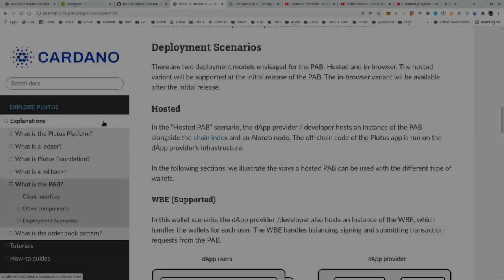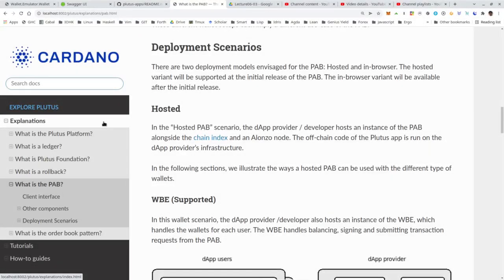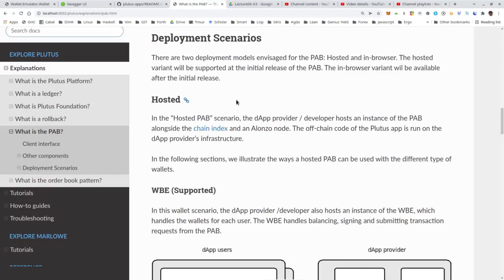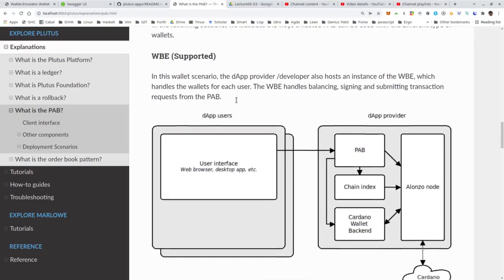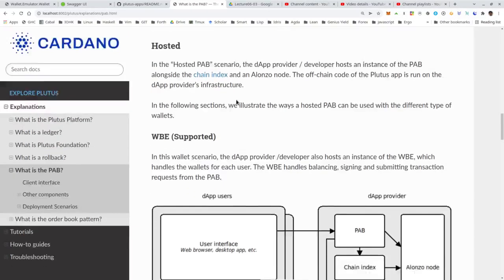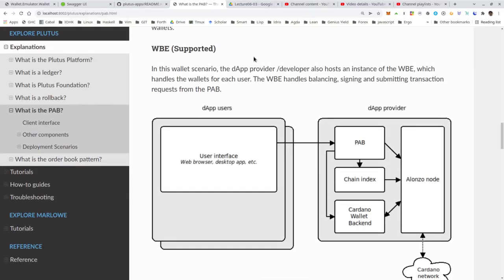Next, let's turn our attention to the PAB and see how we can do the same that we did with the CLI with the PAB. And the page I'm looking at here also gets generated with this build and serve docs command that I always use to get to the Haddock documentation. And here we see that there are various deployment scenarios for the PAB. So the one we'll be looking at today, because that's already supported, is the so-called hosted scenario, or WBE.